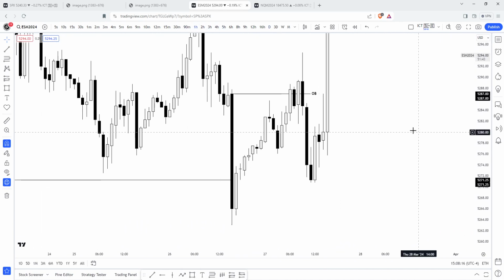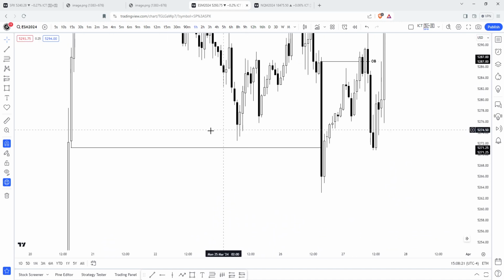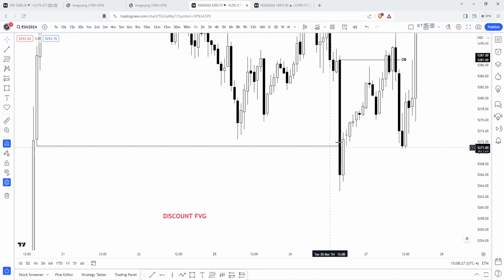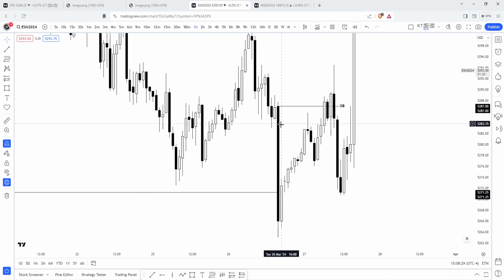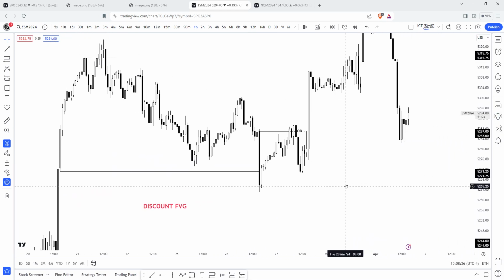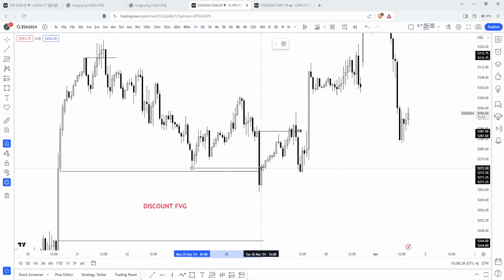But on the hourly, it becomes the clearest because we do have this large down close candle that pierced into this discount fair value gap. So discount FVG, that's key. This is our key level. And price closes above this one down close candle while creating a fair value gap to the upside. So what is this going to indicate? Well, price took out liquidity.